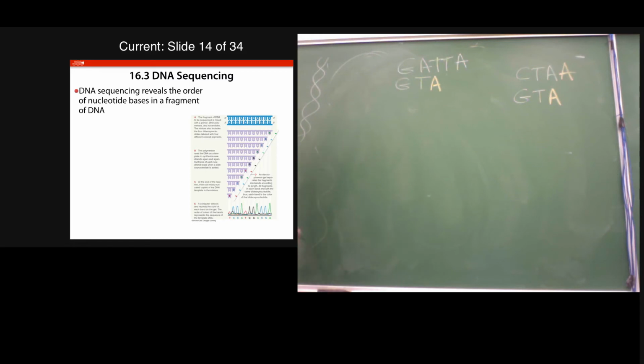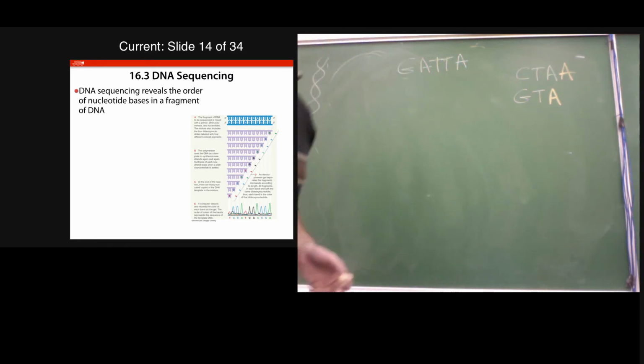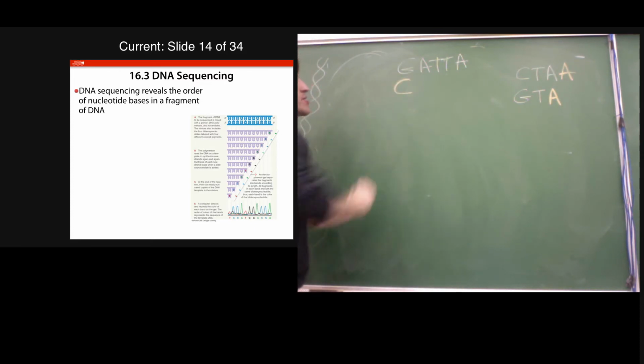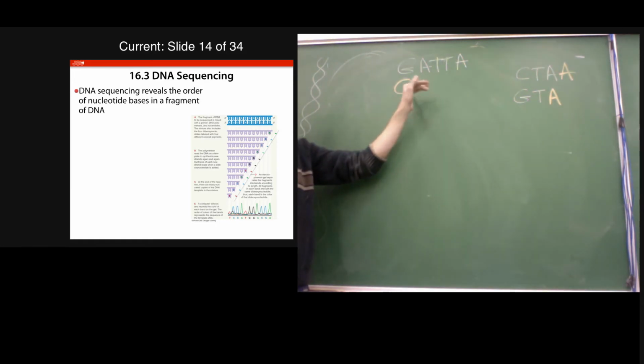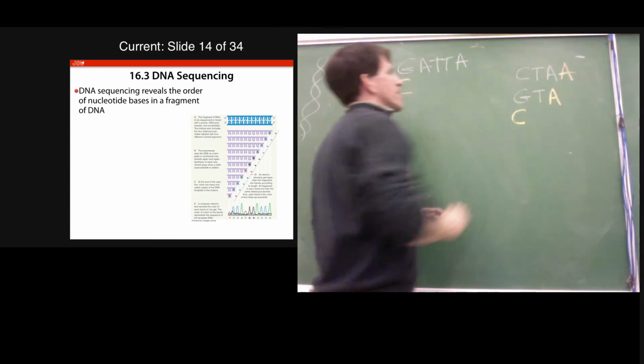Yeah, someone got it. All right. Here, we label a C, just a single labeled C. Because it has that 3' hydrogen, can we add anything past this? No. So we have a labeled C.